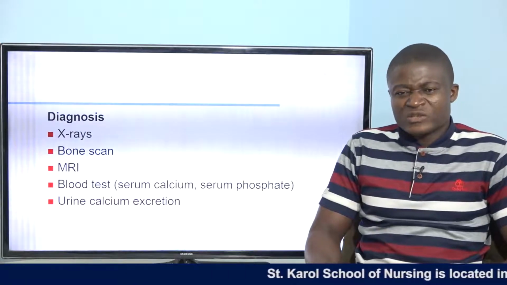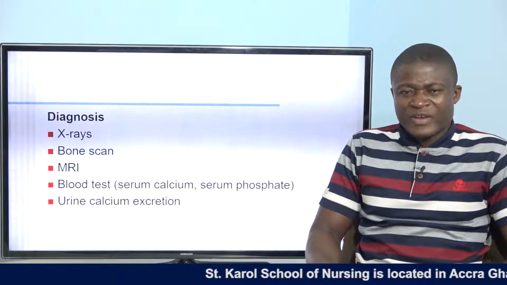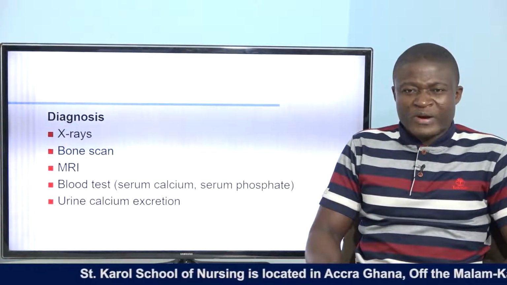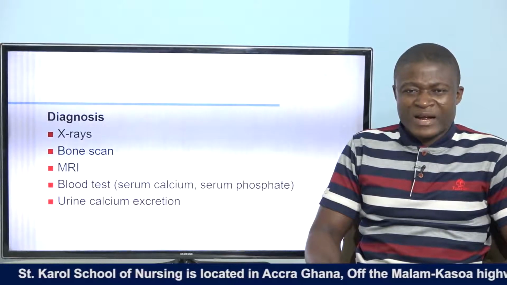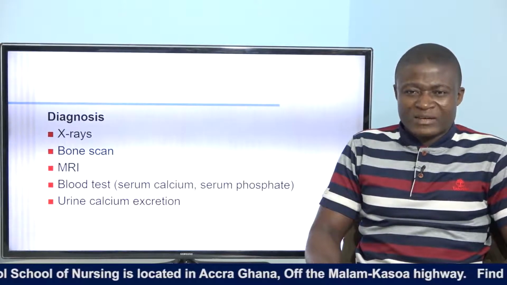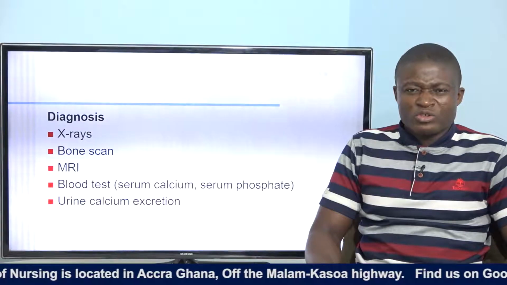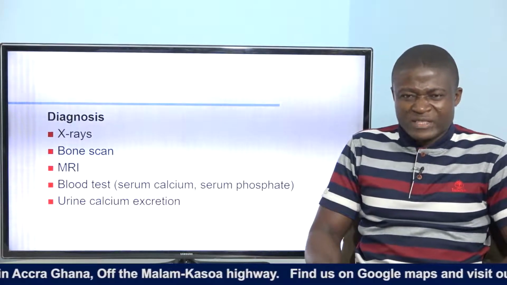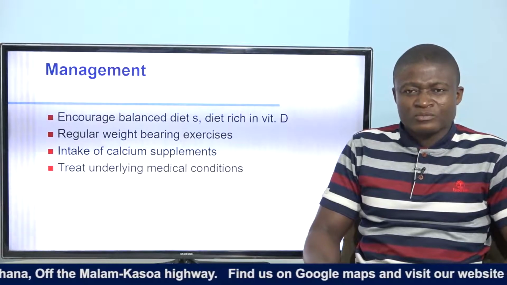Diagnostic investigations. How are we able to diagnose or confirm that the condition we are seeing is osteoporosis? We want to do our x-rays, bone scan, MRI. We want to do blood tests, that is serum calcium, serum phosphate. We want to do urine calcium excretion. So we want to do our urine test to see whether there is calcium in it or not.